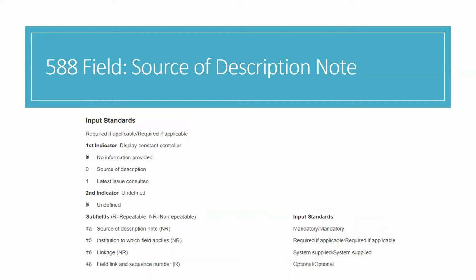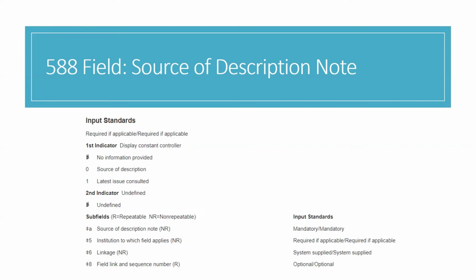The 588 field is the source of description note. This field is required if applicable. The first indicator can be blank for no information provided, a 0 for source of description, and 1 for latest issue consulted. The second indicator is blank. Possible subfields are A, 5, 6, and 8. Information used for tracking and controlling the metadata contained in the record. It includes general and specific source of description notes that are of special interest to other catalogers.